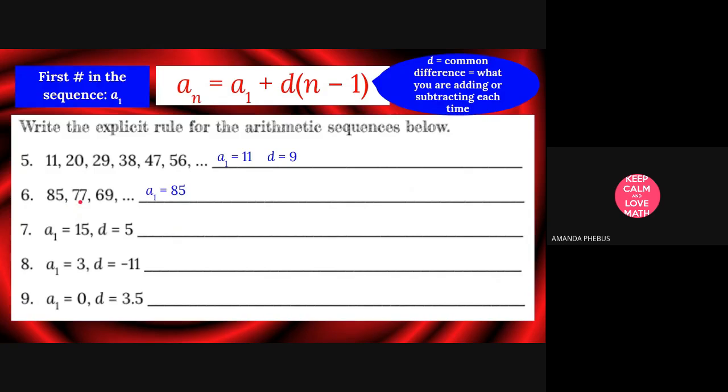All right, for number 6, let's see our common difference. We're going down, so that means it's going to be a negative number. Looks like we're subtracting 8, so the common difference would be negative 8.